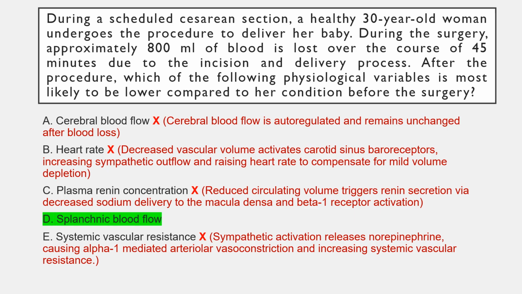Option B is incorrect because you might initially think heart rate would decrease, but the opposite occurs. When blood volume decreases, the baroreceptors in the carotid sinus detect this change. In response, they activate the sympathetic nervous system, increasing heart rate to compensate for the reduced circulating volume. Therefore, heart rate actually increases rather than decreasing.